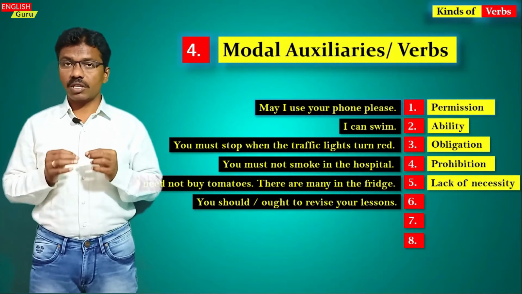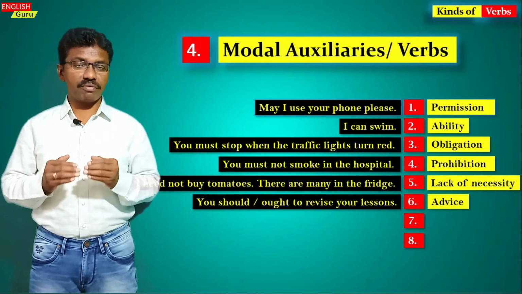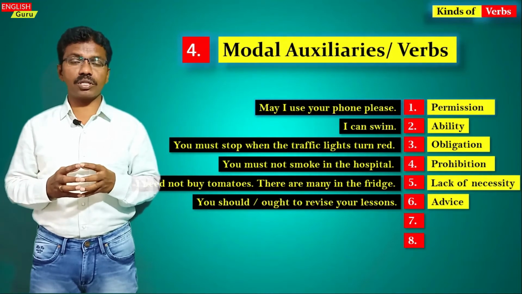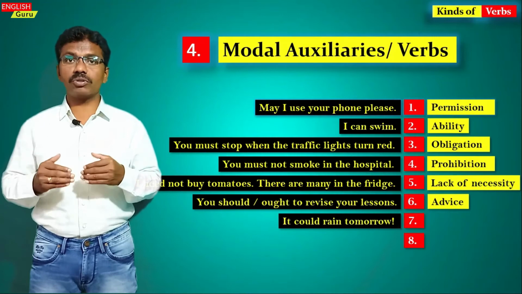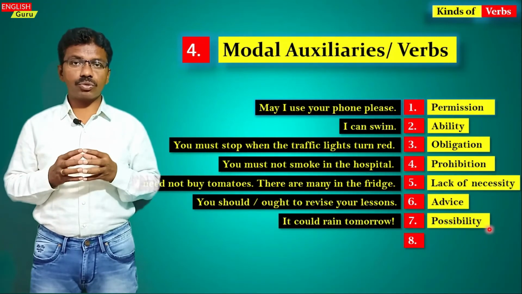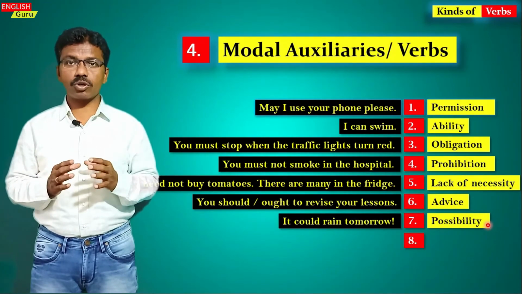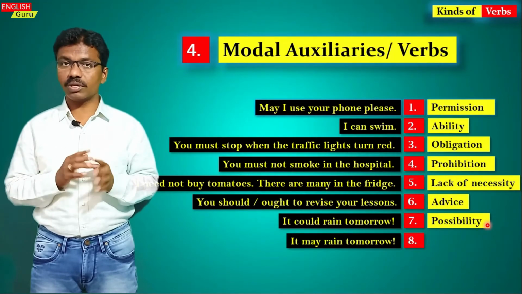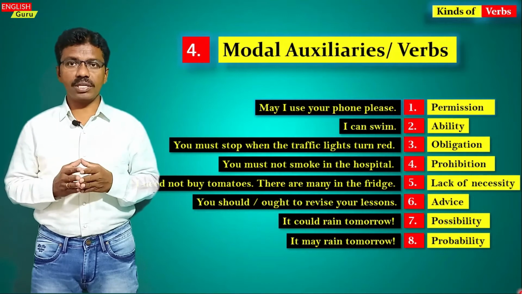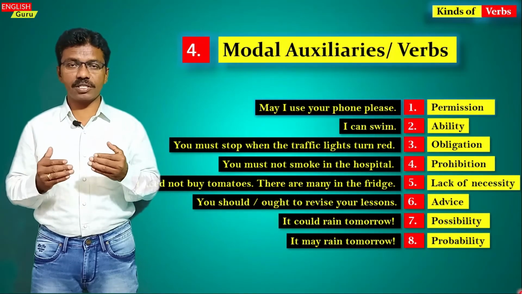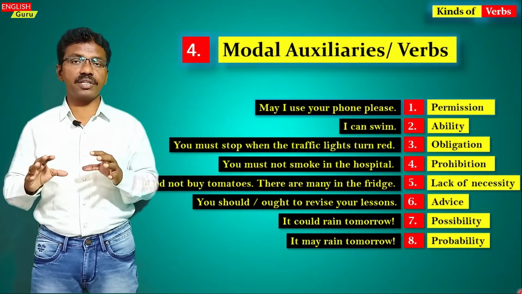And the next one is, you should or ought to revise your lessons. Here we are talking about the advice. So ought to and should are used to talk about the advice. And the next one is, it could rain tomorrow. Here we are talking about the possibility. Could talks about the possibility. And the next one is, it may rain tomorrow. Here may is talking about probability, and there is a difference in the degree of level.